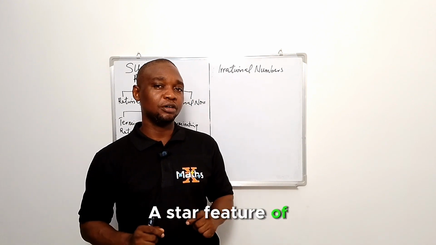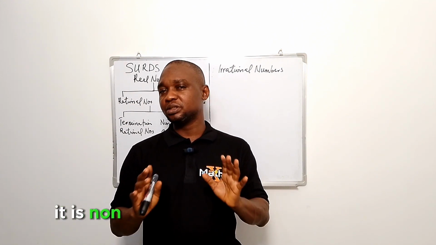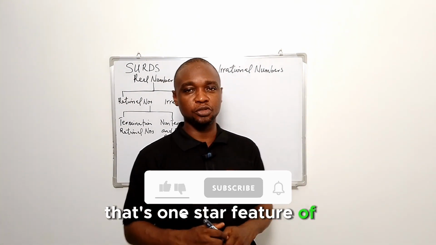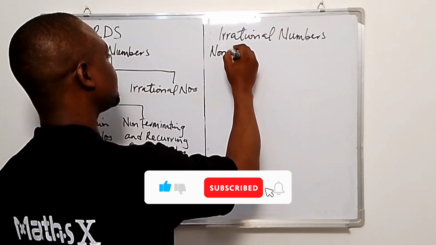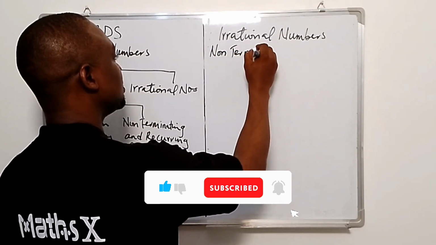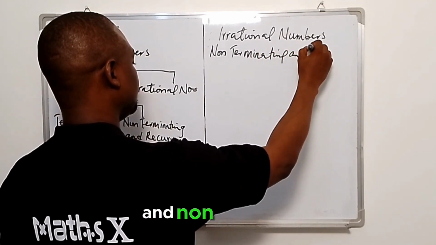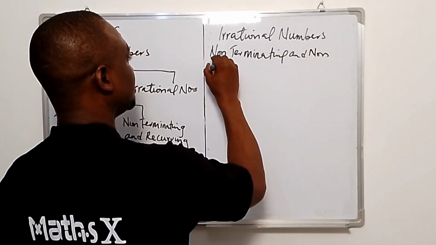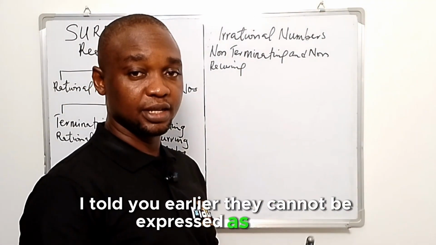A star feature of an irrational number is that it is non-terminating and non-recurring. That's one star feature of it. I think I should put that down. It's very important. It is non-terminating and non-recurring. I told you earlier they cannot be expressed as ratios.